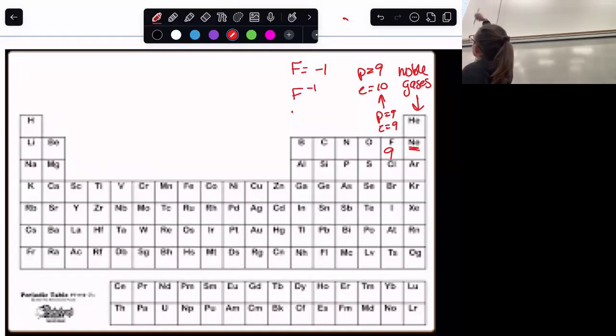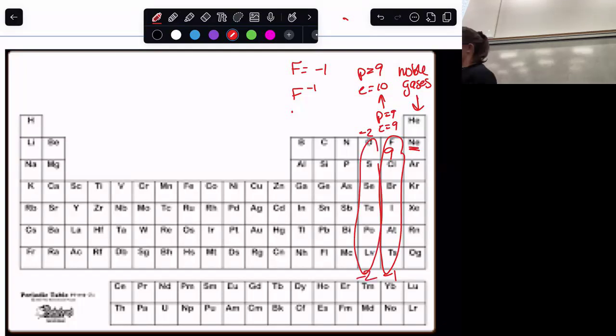What do you notice about everything in that row under fluorine? How many steps away are they from a noble gas? They're only 1. So all of these right here will always make a -1 charge because they're always 1 away from a noble gas. What about oxygen, to the left of fluorine? How many steps away is that from a noble gas? 2. So what charge is that going to make? -2. What about everything else underneath it? Also -2, right? They all have the same properties. They're all going to be a -2 charge.